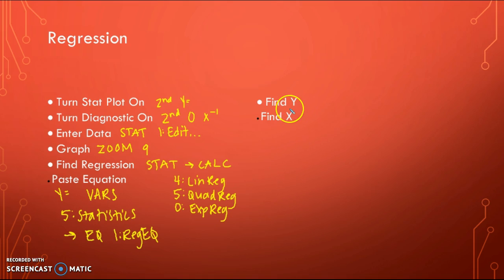One where you're given x and you have to find y. And that's where you have 2 options. One is to use your table, which means we're going to go second graph, and just scroll down to the x value to find what y is. All right, the second option is to trace.